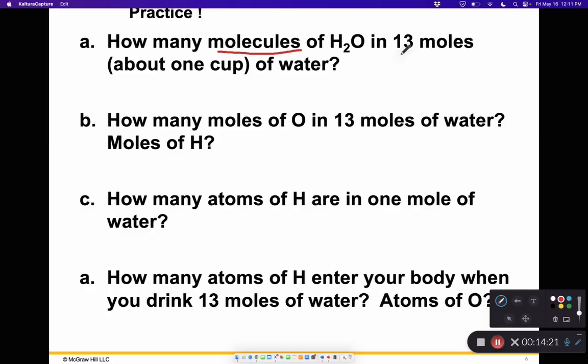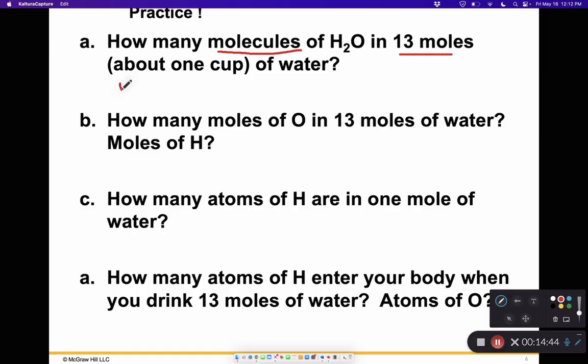What is given? 13 moles of water. So it means you need to connect the moles with the molecules there, right? And you know 1 mole by definition will have 6.02 times 10 to the power 23 molecules. So let's set up this question.